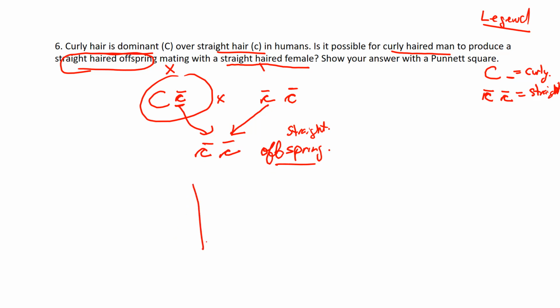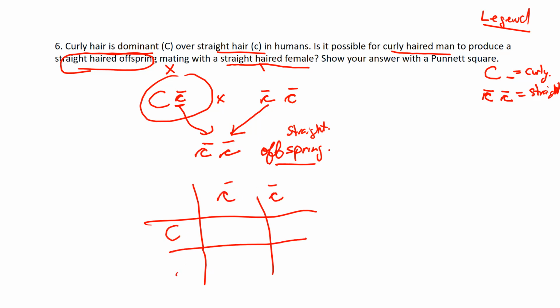And if we wanted to show that in a Punnett square, like the question is asking, we put her across the top, put him down the side, and that's the only way that we can get any of these offspring, is if he is heterozygous. That's how you can show it in a Punnett square. This is our straight offspring.